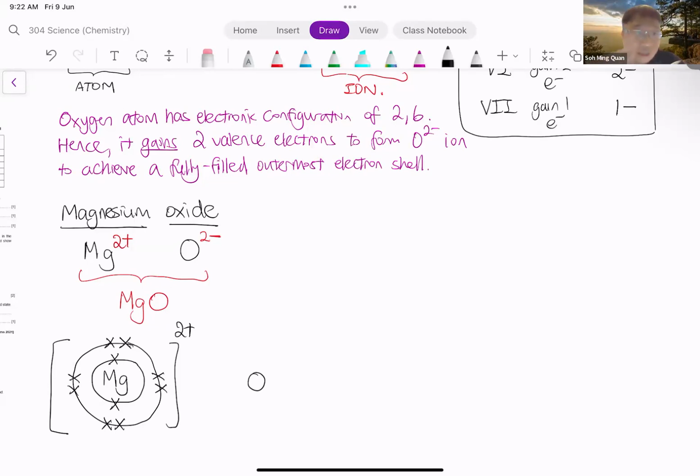The question is always: draw the dot and cross diagram to show the structure in magnesium oxide. So you must get to the Mg2 plus electronic structure immediately.